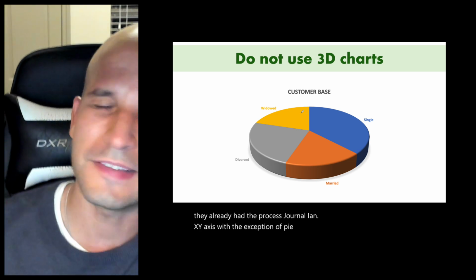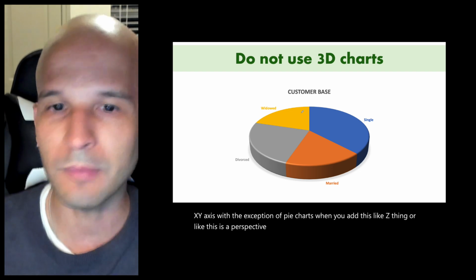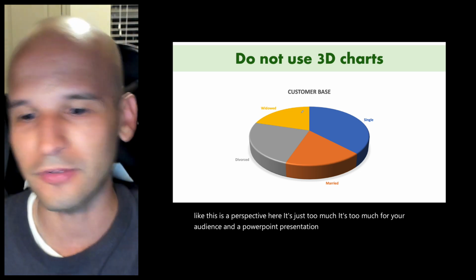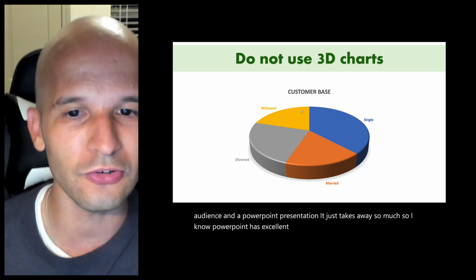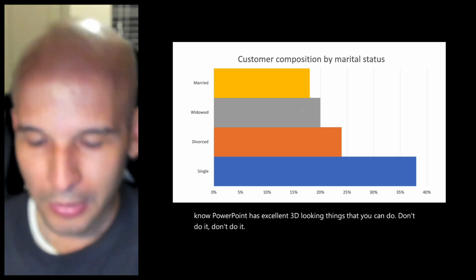When you add this Z thing, or this perspective here, it's just too much. It's too much for your audience. In a PowerPoint presentation, it just takes away so much. So I know PowerPoint has these excellent 3D-looking things that you can do. Don't do it. Don't do it. Here's another way you might do a pie chart though.